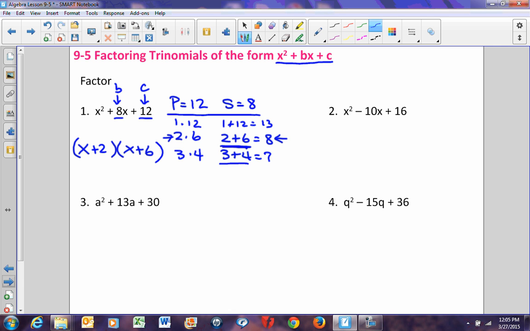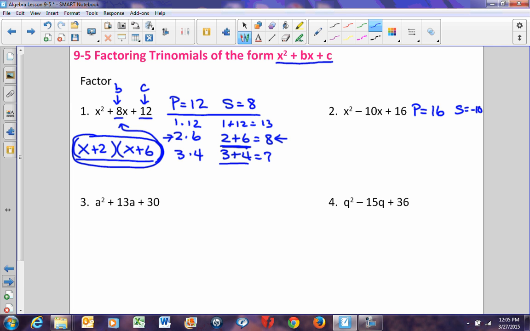If I was to multiply this back together, I would come right back to the original: x squared plus 8x plus 12. So when you factor it, you're going to factor it into two parentheses, such that you have a product of the last term and a sum of the middle term. Let's look at number 2. We need a product of 16, but a sum of negative 10.